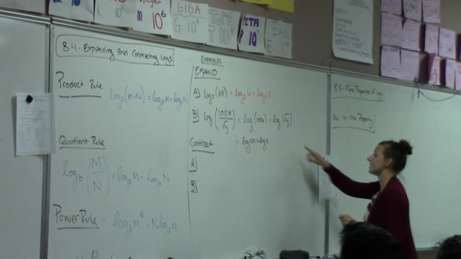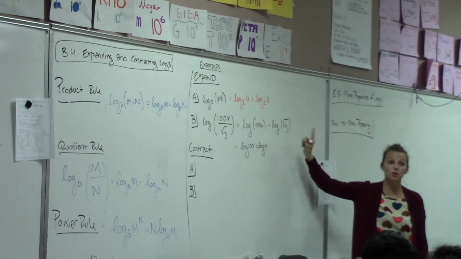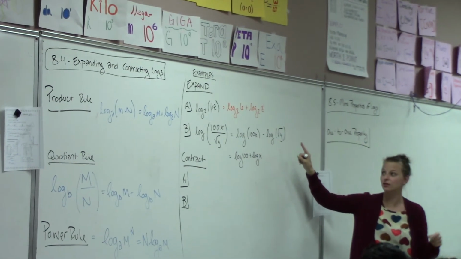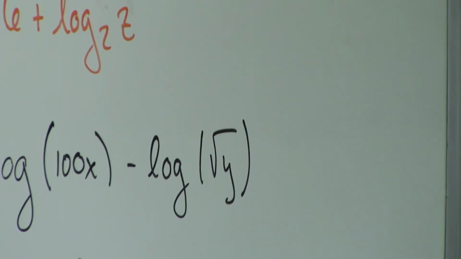Take a look at this second one. Do you see multiplication happening in here? Nope. Do you see division happening in here? Nope. But there's one sneaky thing happening in here. What do you see, Luca? The power rule. Yeah, you're absolutely right. So what do I need to do to this first to be able to use the power rule? I need to rewrite it. How should I rewrite it?